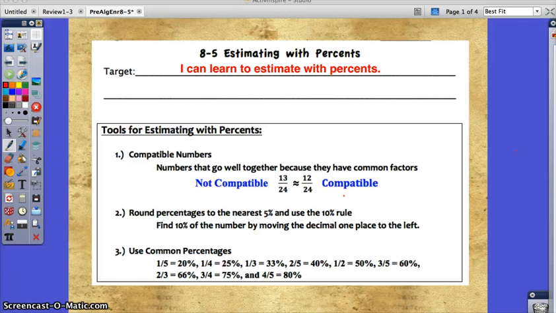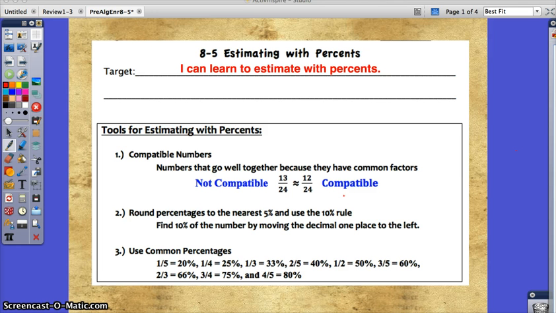So today you're going to be focusing on learning how to estimate with percents. A lot of times we know how to estimate, we can just do that in our head, but we want to set up a method or a process that you're going to go through for your estimating so that we all get similar answers when these questions are asked. So go ahead and copy down your target.